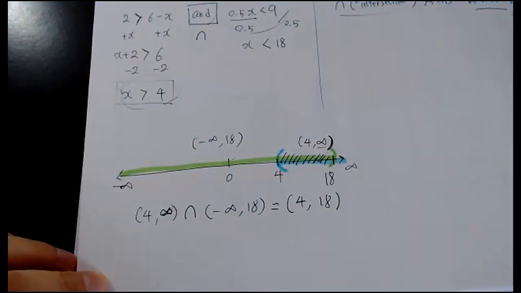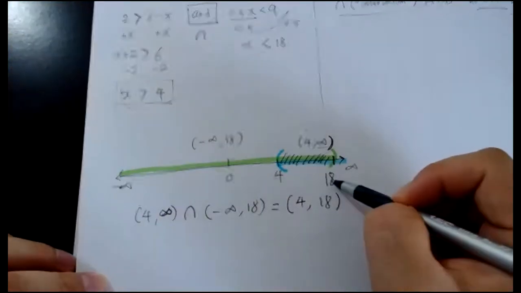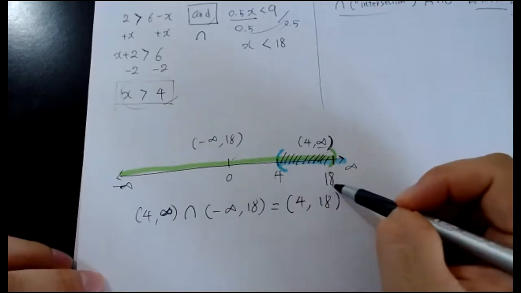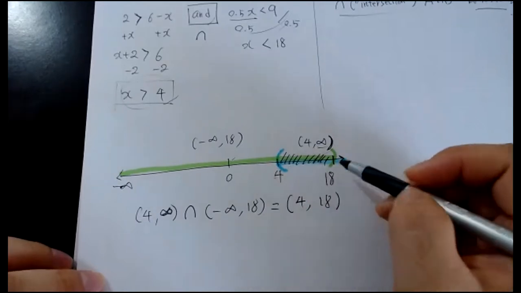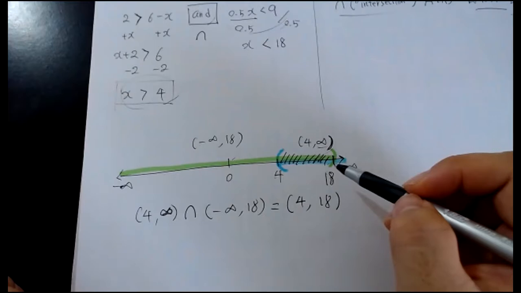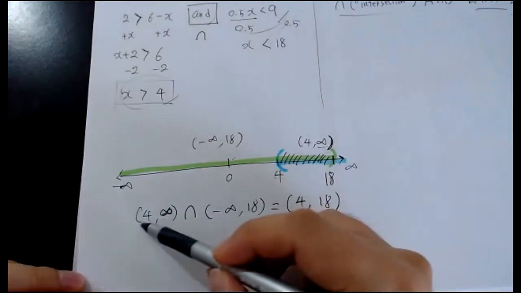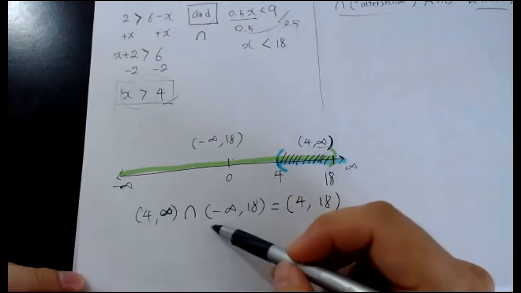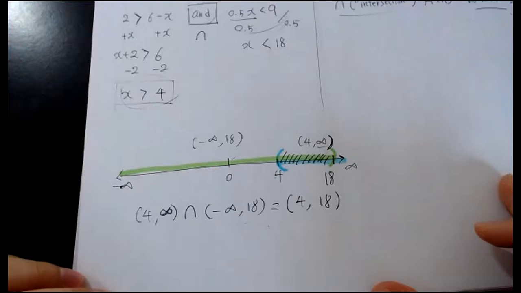So all the numbers between 4 and 18, except for 4 and 18, because they're open, right? So all numbers between 4 and 18 must belong to both 4 comma infinity and negative infinity to 18. Okay, so the answer is this.